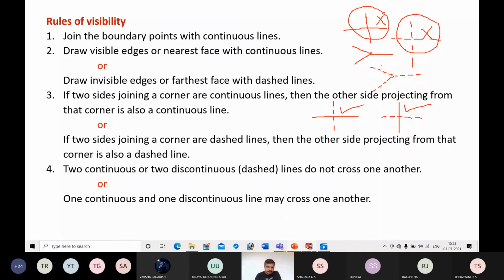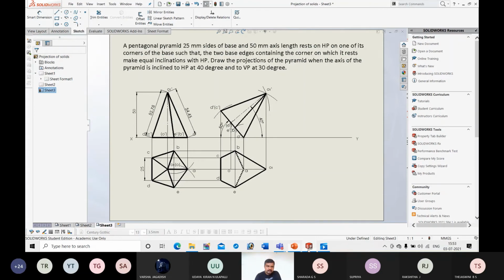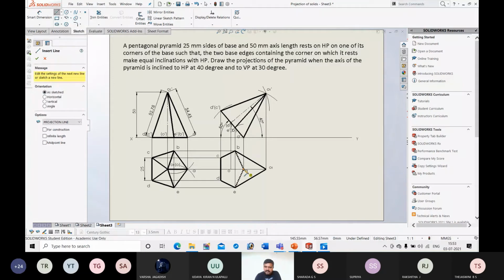Here A is the corner. There are two lines from this corner, and they are dashed lines. If a corner is connected by two dashed lines, the one projecting from it is also a dashed line, and it should not cross one more dashed line. Based on that, since these two are dashed lines, I will draw one more dashed line from A to O1.